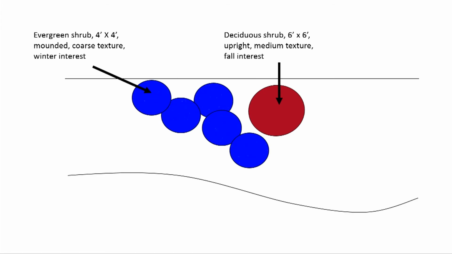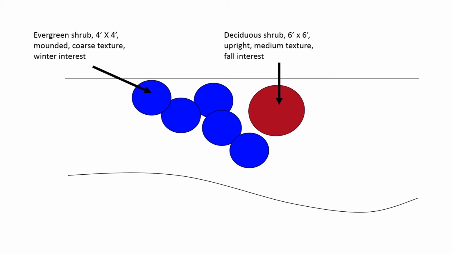Next, we'll add a group of plants and assign characteristics to that group. In this case, I'm going to say it's an evergreen shrub, 4 feet tall by 4 feet wide, mounded form, coarse texture, and winter interest. I chose those characteristics because 4 feet tall is 2/3 the height of our first plant, so we're stepping down with gradual sequence. Evergreen because that'll add some variety.